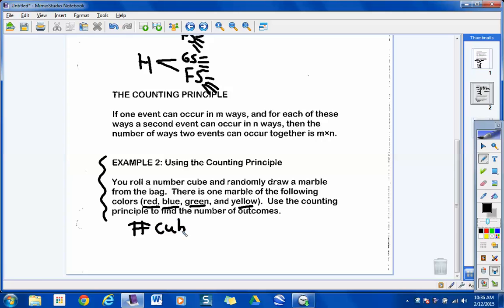So when I roll this number cube, how many possible outcomes for that? 6. Then after that, kind of like what we did yesterday, right? Pick a number and then choose what color of marble you're going to get. Remember that stuff we were doing yesterday? Let's see if we can get this right.